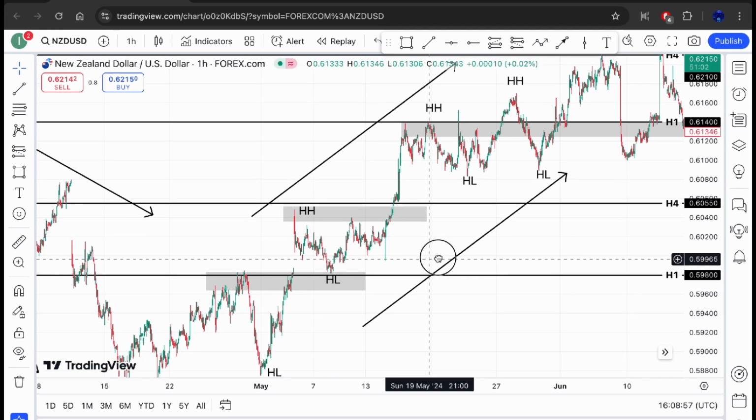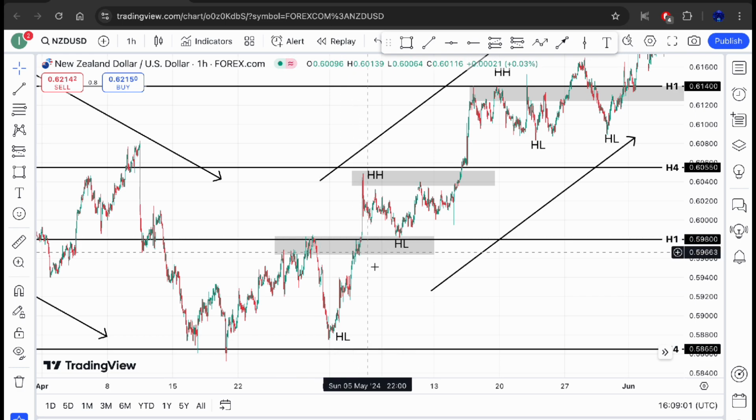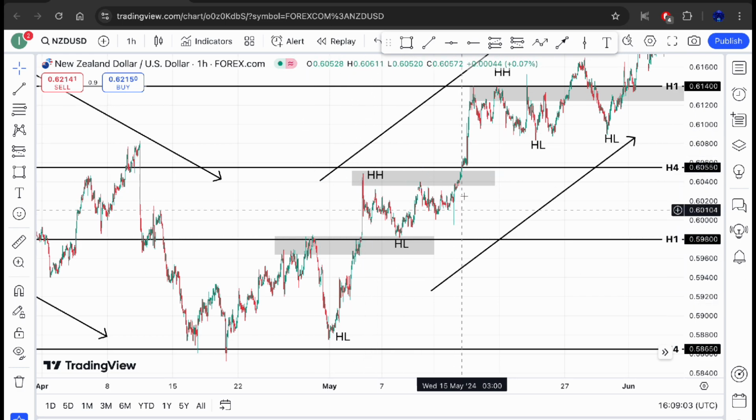Now for the uptrend, which is going to be the last part of this video, I'm going to be fast about it. The uptrend consists of a series of higher lows and higher highs, higher lows and higher highs.